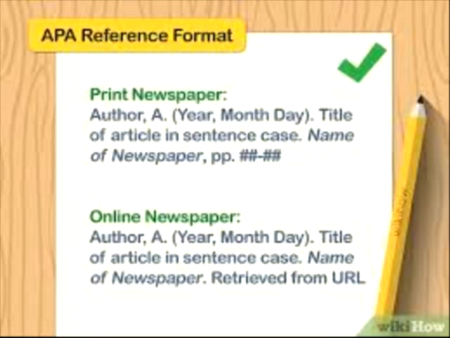Online newspaper: author, comma, space, initial, dot, in parentheses date, year, comma, space, month, space, day, title of article in sentence case, name of newspaper, dot, comma, retrieved from. Retrieved from, you write the URL in APA style, and italicize the newspaper name.